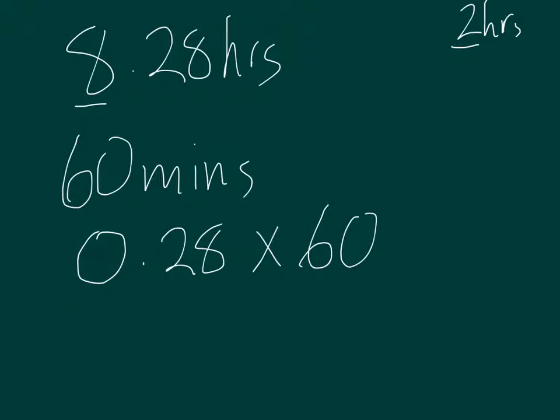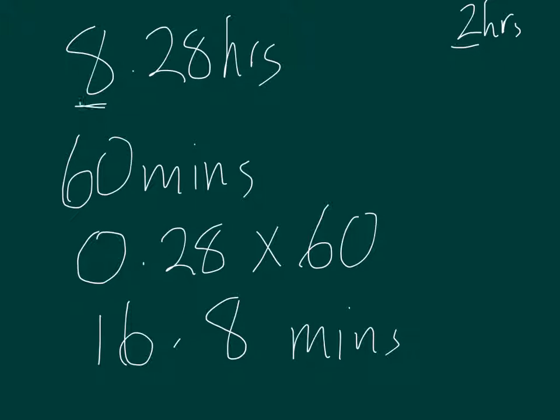Now, you are allowed to use your calculators here. You don't have to if you don't want to. You shouldn't have to do that one, but you are allowed to use your calculators. Let me pull out my calculator because I just want to get this done. 0.28 times 60, and my answer is 16.8 minutes.